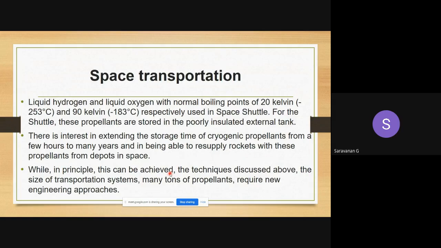The second broad area is space transportation applications.